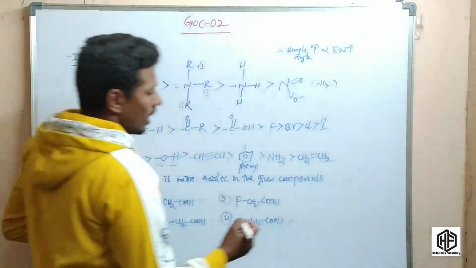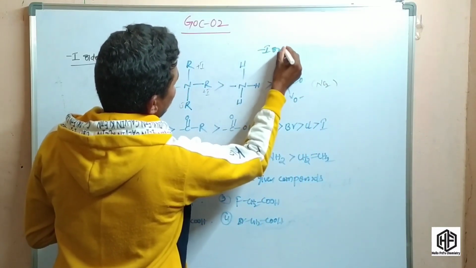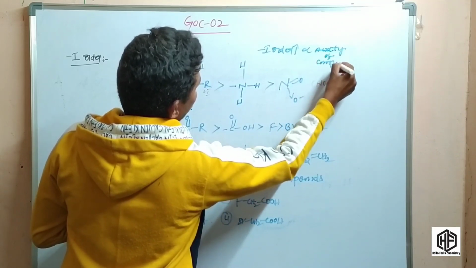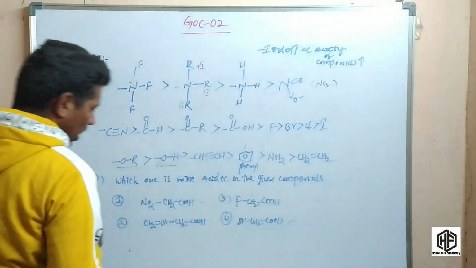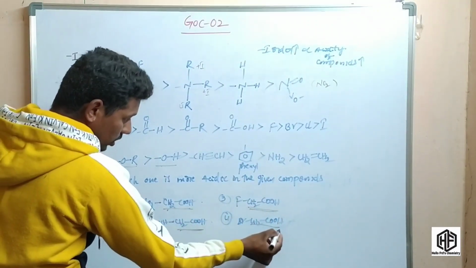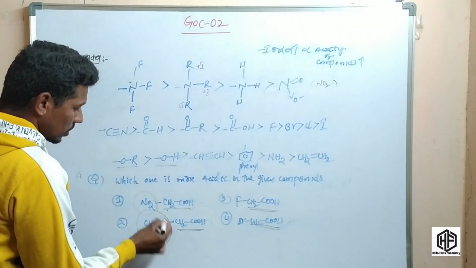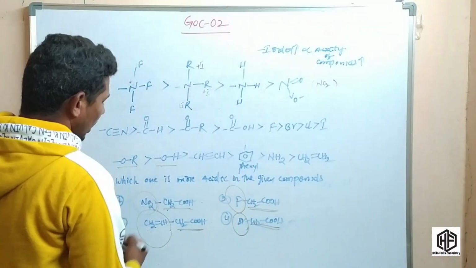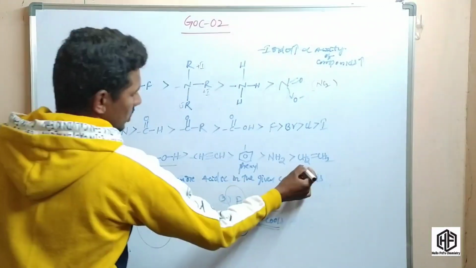So what is the minus I order? When the minus I order increases, the acidity of compounds increases. This is NO2. It has the same functional group, CH2COOH, which is common in all compounds. But here we have NO2, here CH2=CH, here fluorine, here bromine. Which one is more minus I order? NO2 is more minus I order, and then the CH2=CH2.